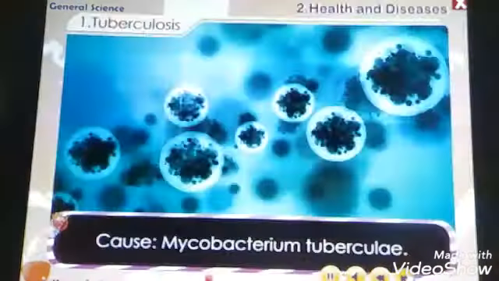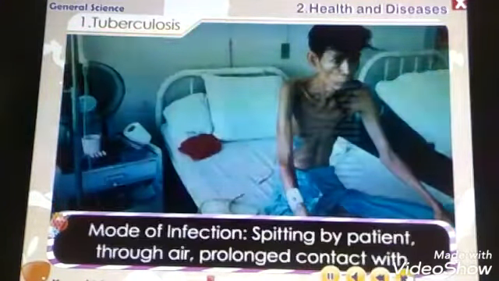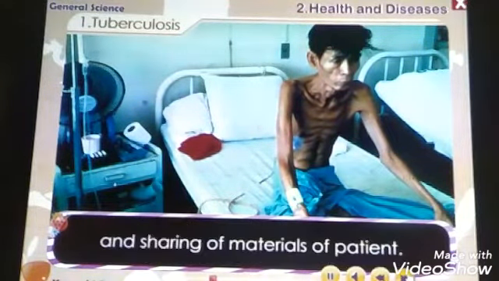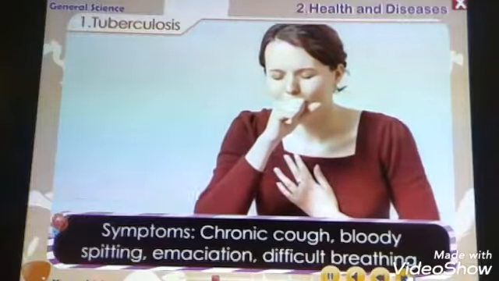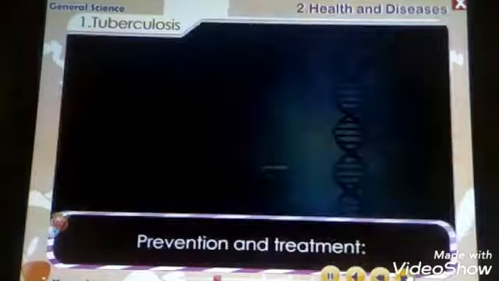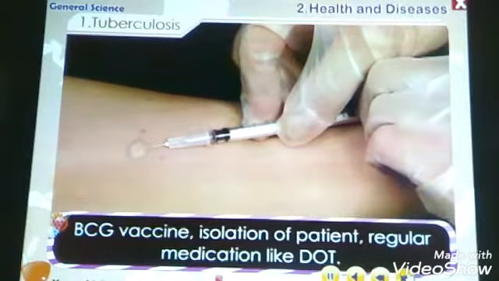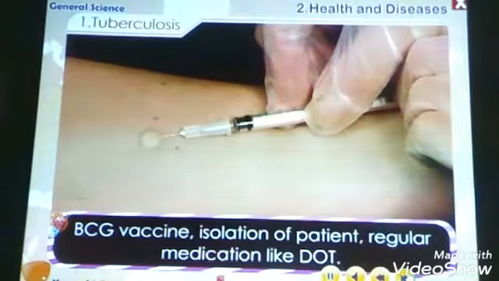Tuberculosis. Cause: Mycobacterium tuberculosis. Mode of infection: spitting by the patient, spread through air, prolonged contact with and sharing of materials of the patient. Symptoms: chronic cough, blood spitting, emaciation, difficult breathing. Prevention and treatment: BCG vaccination, isolation of the patient, regular medication like DOTS.